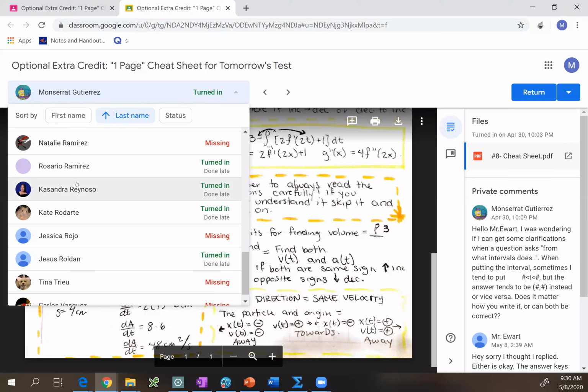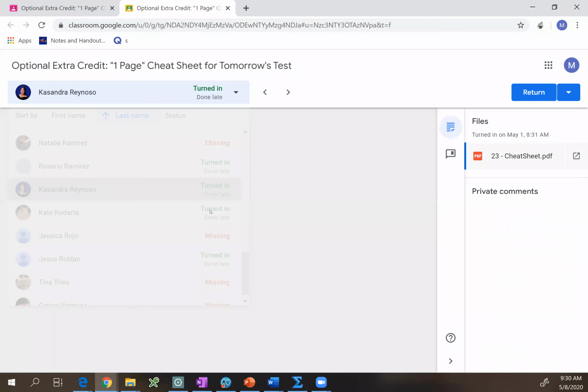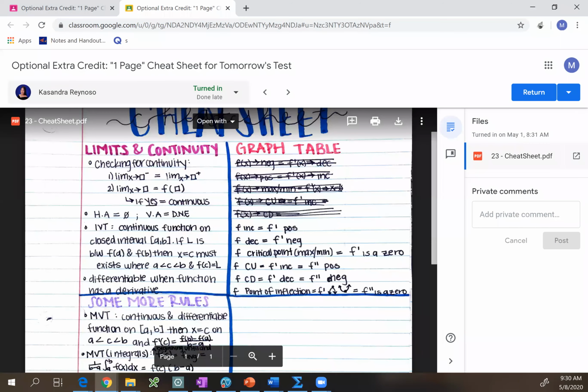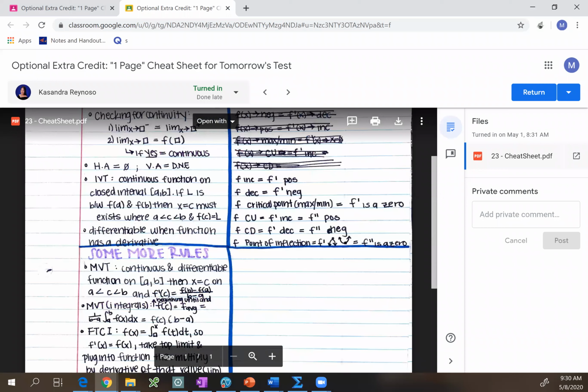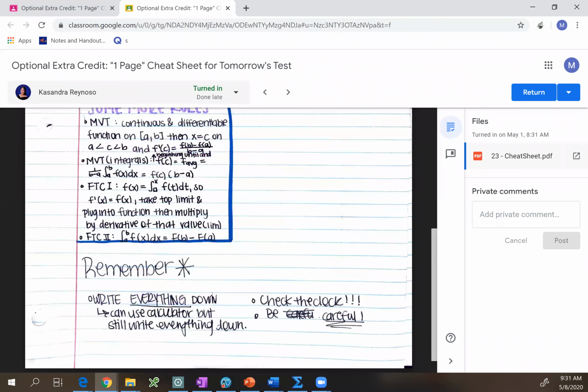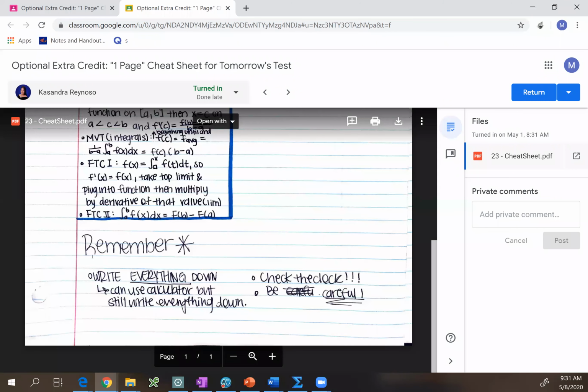I think Cassie had some similar stuff. But all of you guys who did it, if I didn't show yours, all of yours were great. Some of you guys had some really good coloring going on too. Elvia's, she called it the cool cheat sheet. Yeah, so Cassie wrote some reminders to herself as well. So just anything that you think is going to help you.